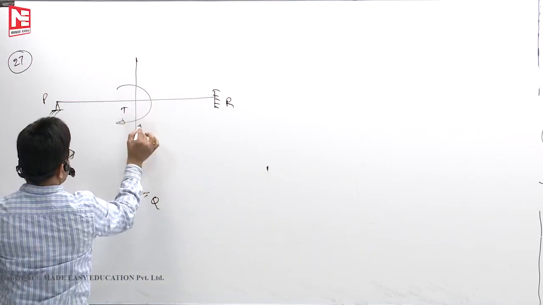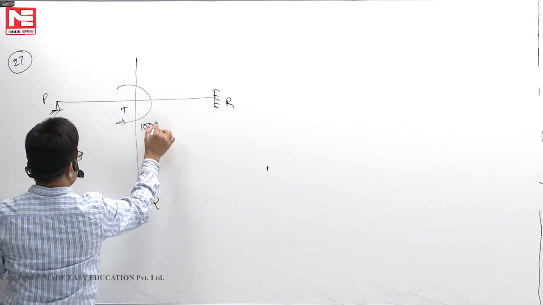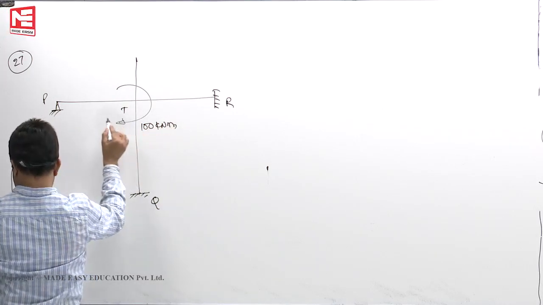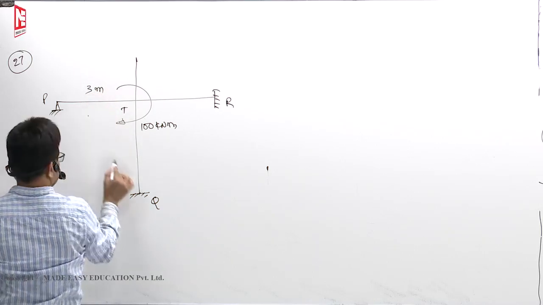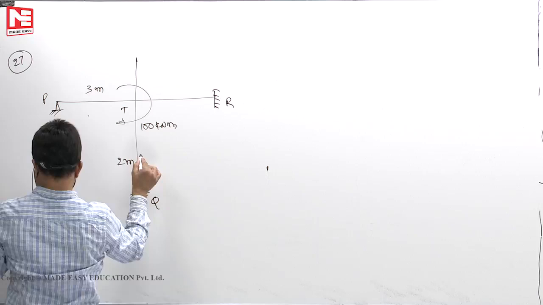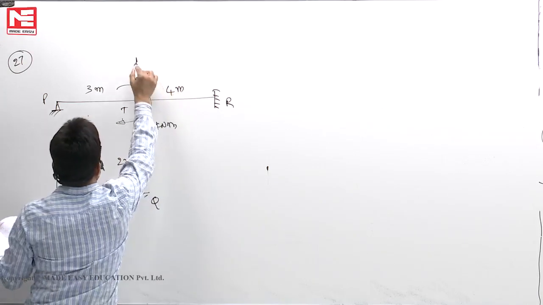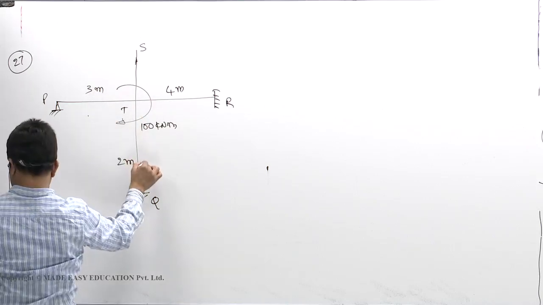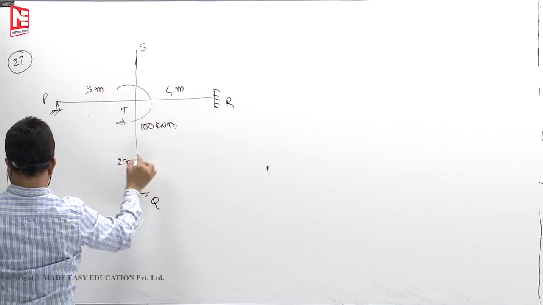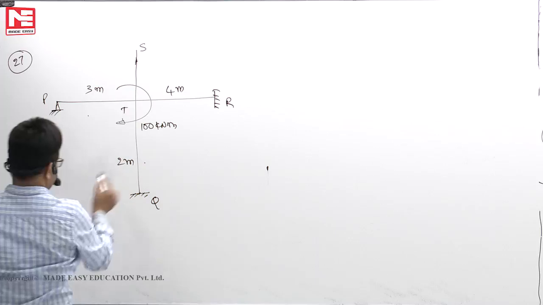You have a clockwise moment of 100 kilonewton meter. This is 3 meters, this is 2 meters, this is 4 meters. This, yes, we are not interested. So 3, 4, 2. All EI same.